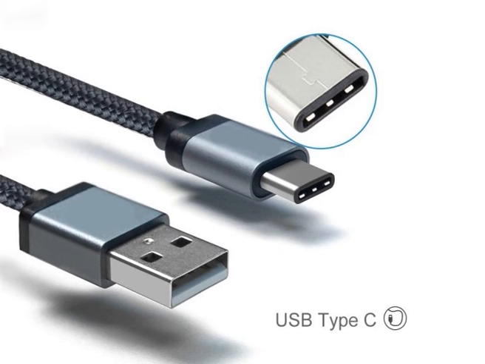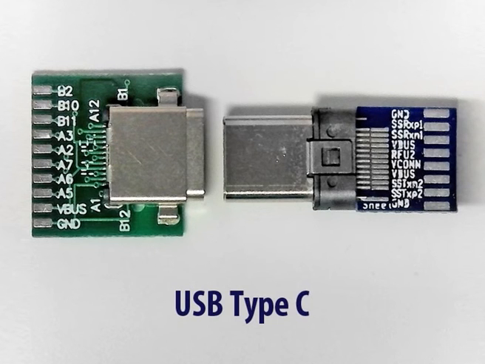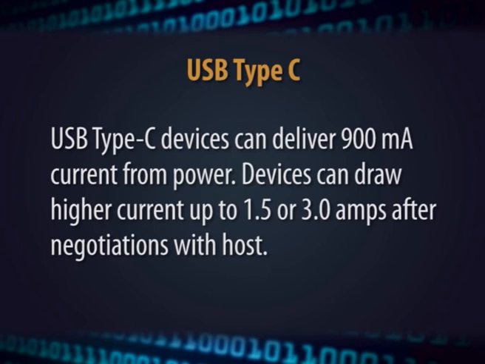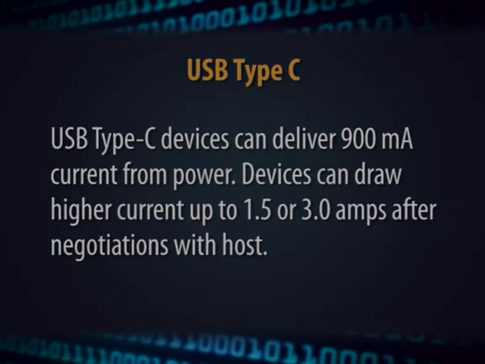Full featured USB Type C cables are active, electronically marked cables that contain a chip with an ID function based on data channel and vendor defined messages. USB Type C devices can deliver 900 milliampere current from power. Devices can draw higher current up to 1.5 or 3 ampere after negotiations with host.